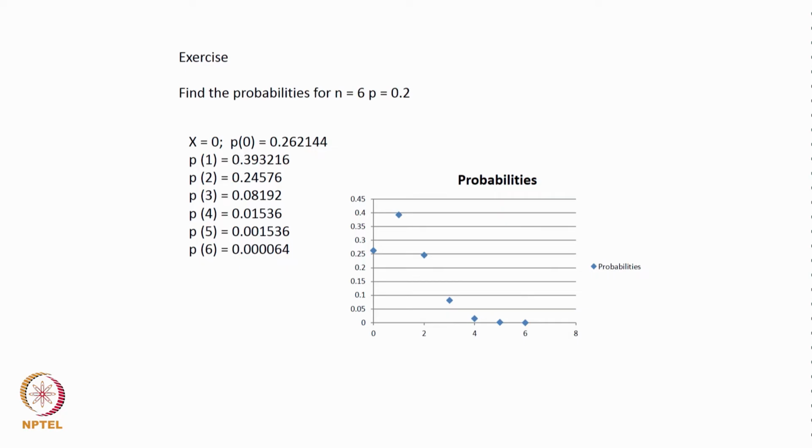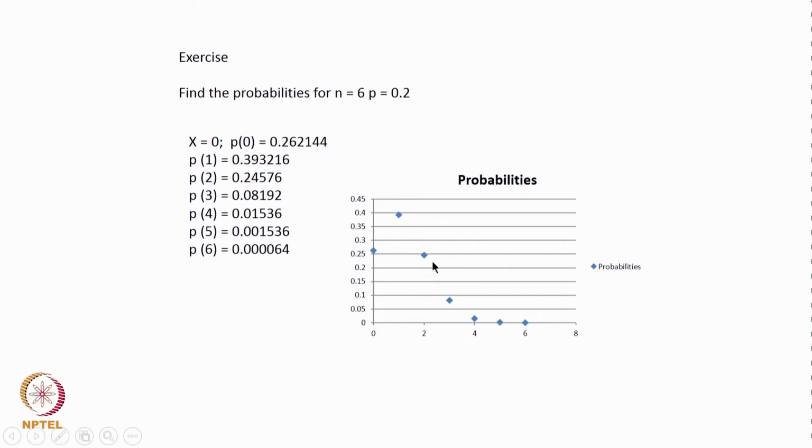0.0000064. If we try to plot these, they obviously add up to 1, and we can check that. 0.26 plus 0.39 is roughly about 0.65, plus 0.25 is about 0.9, then 0.98, 0.99, and the fractions add up to 1.